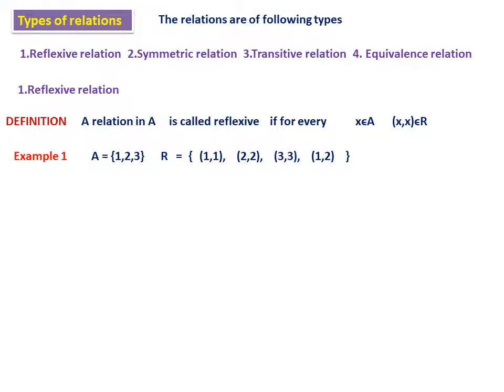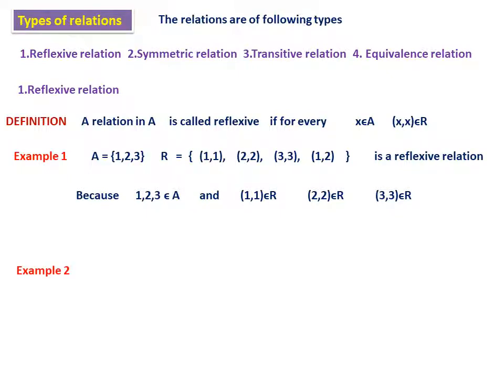Now, if you closely look, this is a reflexive relation because you can see here 1, 2, 3 belong to A and (1, 1) is in R, (2, 2) is in R, (3, 3) is in R. Look at the definition. For every x belonging to A, (x, x) must be in R. So 1 means (1, 1), 2 means (2, 2), 3 means (3, 3). Therefore it is reflexive.